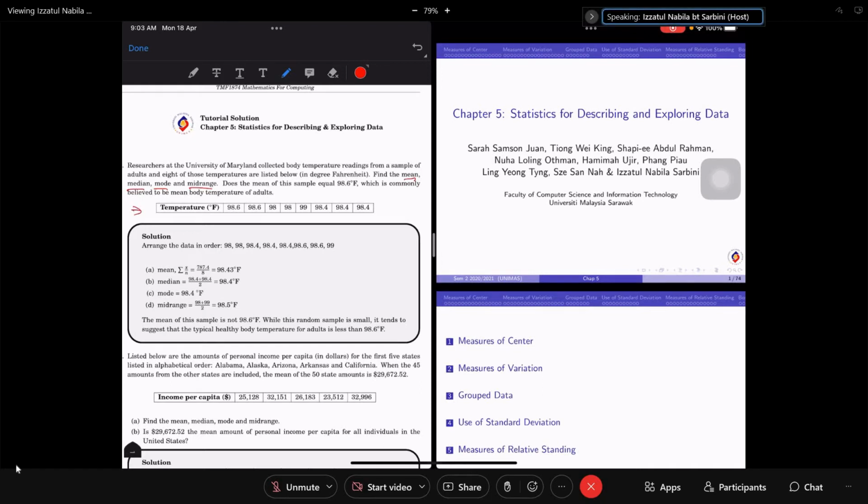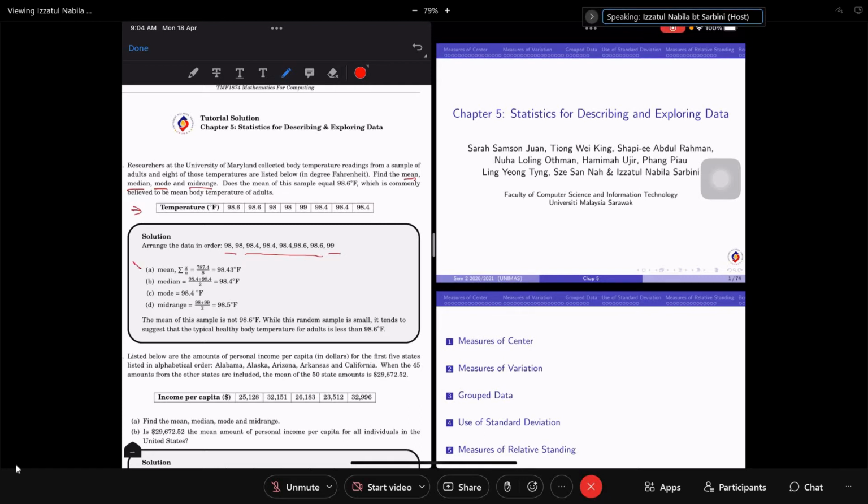Whenever you know you need to find the median, you need to arrange the data in ascending order, from the lowest to the highest. So you need to arrange the data, because you need to find the median, right? All right, the mean.